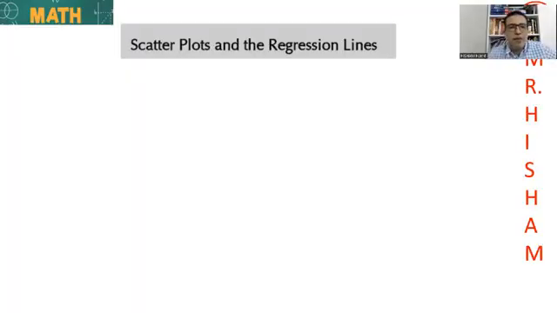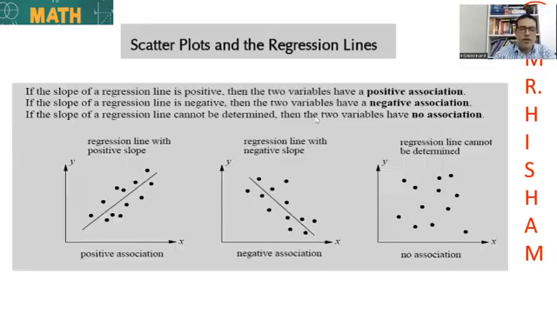Bismillah ar-Rahman ar-Rahim. The second part is the scatter plots and the regression lines. What is the regression line or the scatter plots?